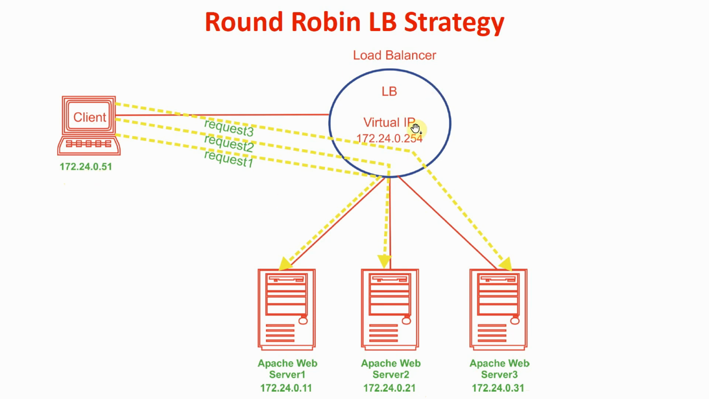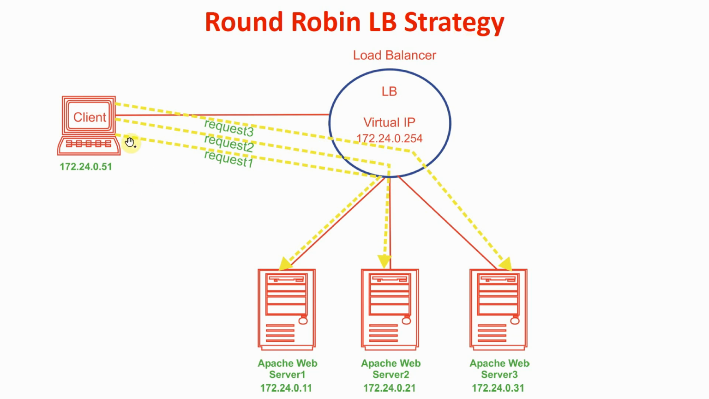Now here we are assuming that we have one client whose address is 172.24.0.51. Please remember, when we talk about a load balancer, it will have one virtual IP, because we cannot tell the clients to go to system 11 or 21 or 31. We have to provide the client a single IP address or DNS address. So here we are assuming that our load balancer has one virtual IP address 172.24.0.251.